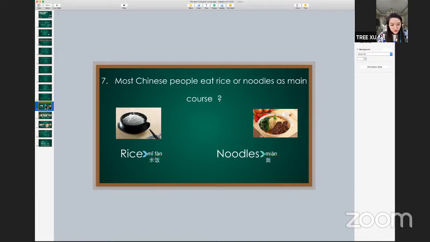I remember in school, because I studied in Nanjing University, which is in the south, we do have a lot of northern students. They would enjoy rice as their breakfast. Okay, next one.